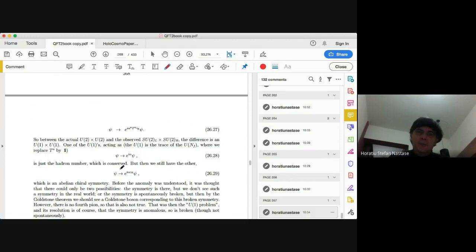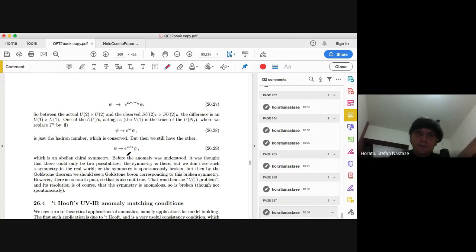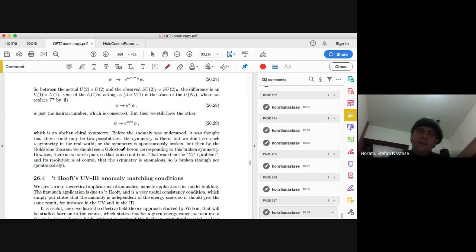But then there is the other one, which acts with gamma 5 upstairs. So there's a chiral symmetry, right? That's what we define as a U(1) chiral symmetry. And before the anomaly, people thought, well, okay, there's this symmetry that is there, but we don't observe the corresponding Goldstone boson. So why is that? That was called the U(1) problem. But now we know that the symmetry is actually broken. It's not exact. It's broken by the chiral anomaly. So that's why there's no massless Goldstone boson corresponding to this chiral symmetry. Okay, so that was the U(1) problem.